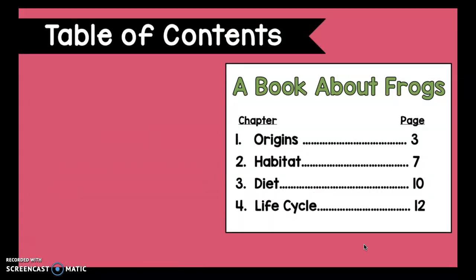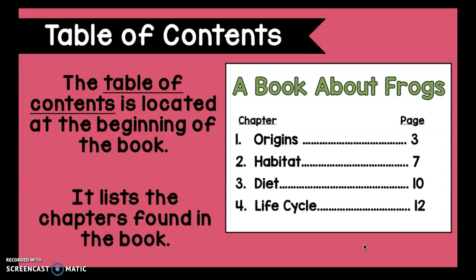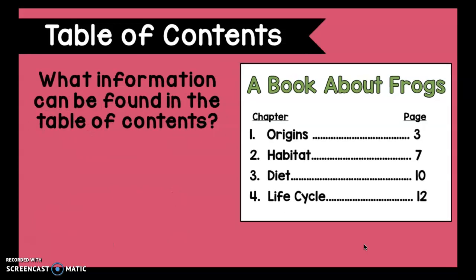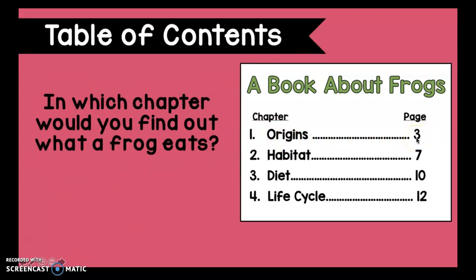Now we're going to look at the table of contents. The table of contents is located at the beginning of the book. It lists the chapters found in the book. What information can be found in the table of contents? The name of each chapter. Here's the name of each chapter. And the page number where the chapter begins. For instance, chapter 1, Origins, begins on page 3.